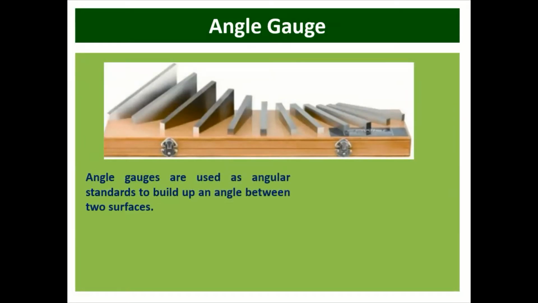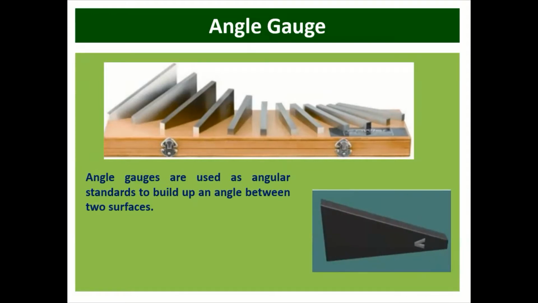Angle gauges are used as an angular standard to build up an angle between the two faces. Here I have shown just a single slip angle gauge, right? And we are measuring an angle between these two faces, which we can see on your screen. Okay, this is the angle which you are showing.